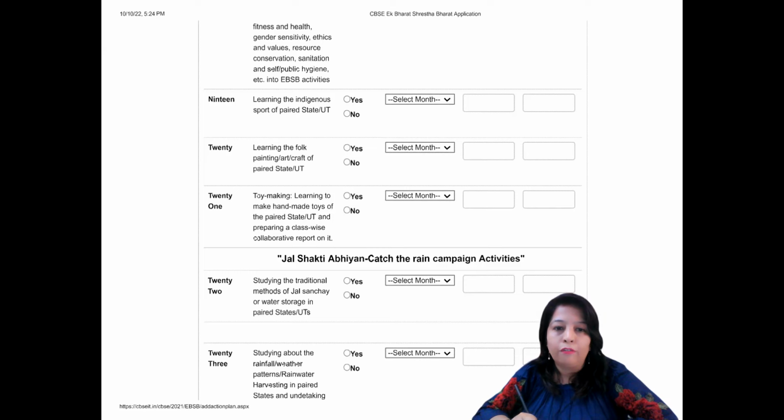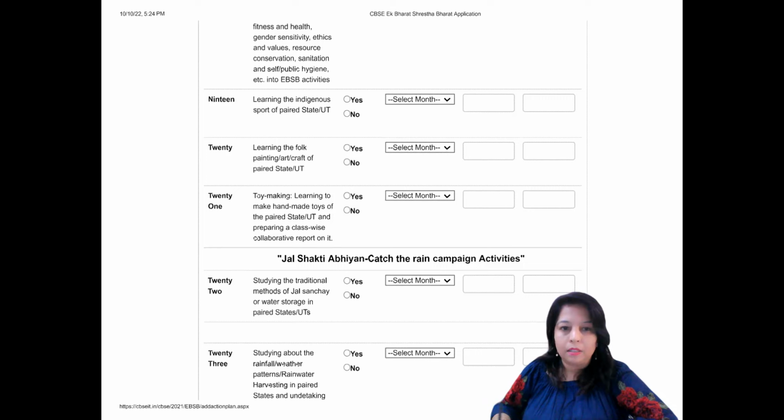Activity 20 is learning the folk painting, art and craft of the paired state. This is to be conducted by the art department. Activity 21, toy making, learning to make handmade toys of the paired state and preparing the class-wise collaborative report. For this, the art department plus the class coordinator, the wing leaders and the spokes should be responsible. I'm again repeating, activity number 21: the art department, the class coordinators, the spokes and the wing leaders have to do it.